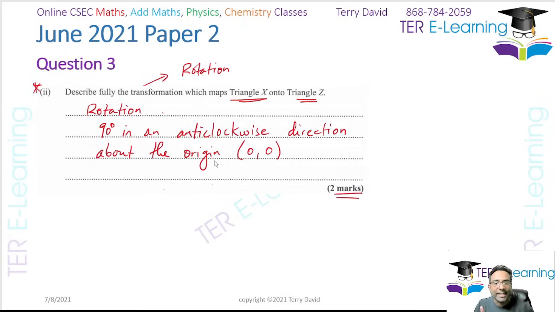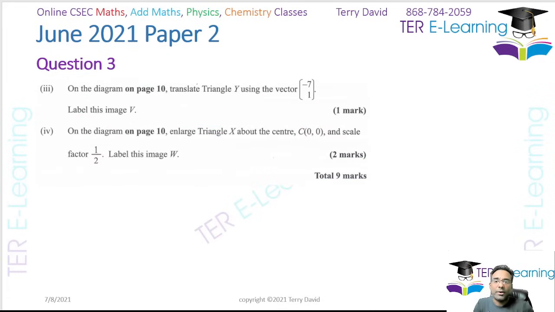Now you could have said, as an alternative, 270 degrees in a clockwise direction. You could have said this as well. This is an alternative answer, and you would still get a mark. So that's that.